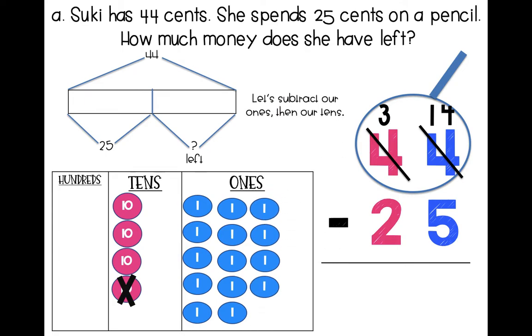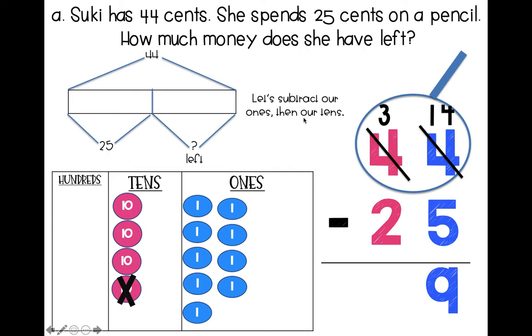Now we can subtract, starting with our ones. What is 14 minus 5? Cross off 5 ones discs on your place value chart to find your answer. That's right, 14 minus 5 equals 9. So we put that 9 below the line in the ones place.